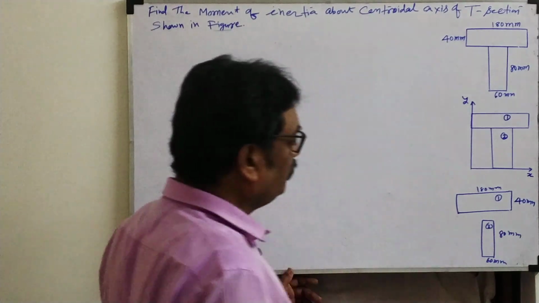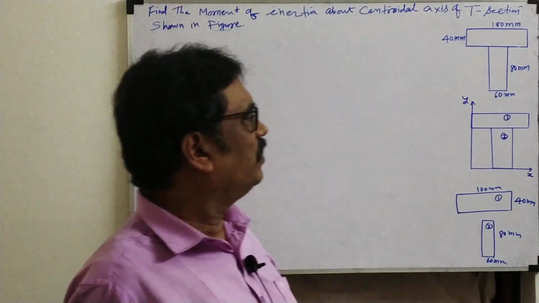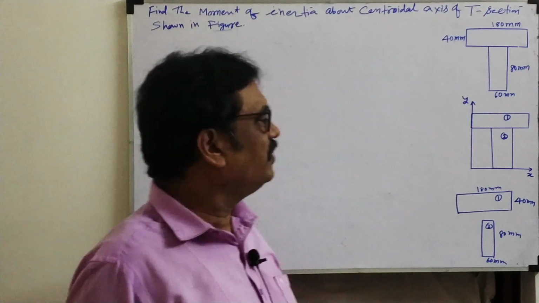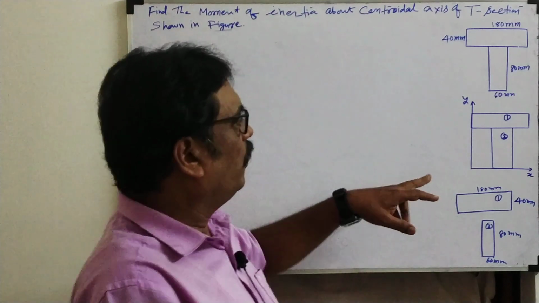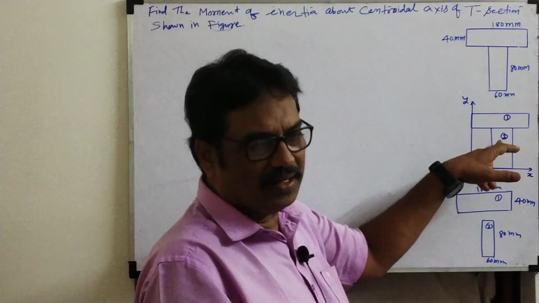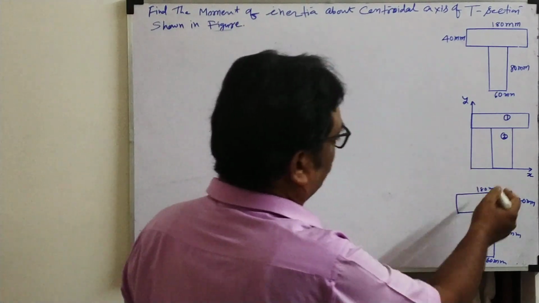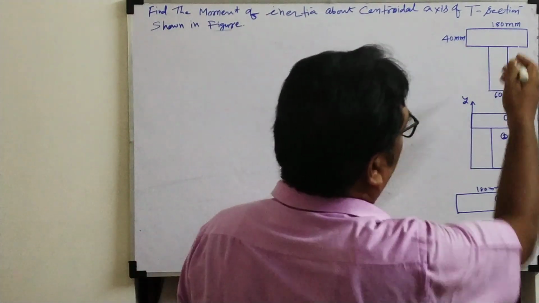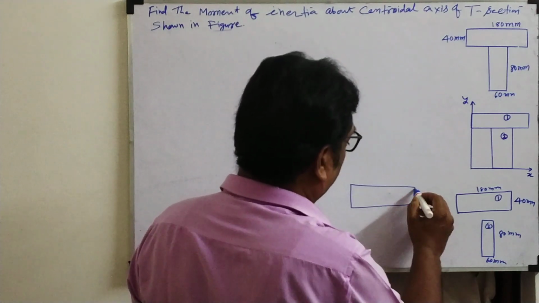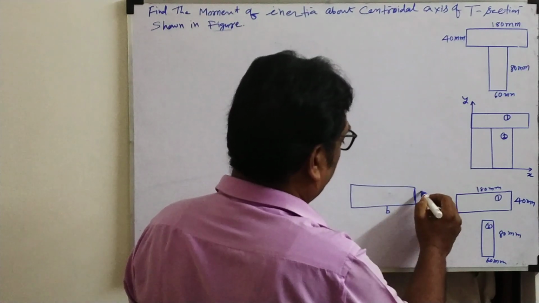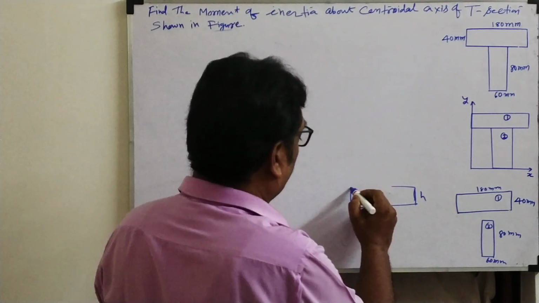Now, to calculate the center of gravity, we have to find the centers of the sections of the T section. What is center of gravity? If the entire body weight acts at a particular point, where the entire T section's weight is concentrated, that is known as the center of gravity. Here both sections are rectangles. If we take a single rectangle with breadth and height, what is the center of gravity for this section?